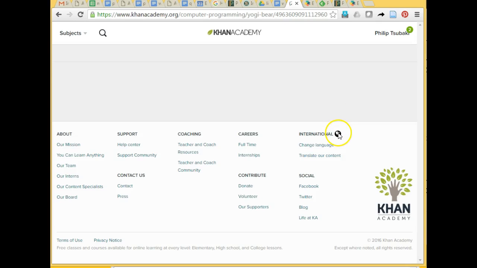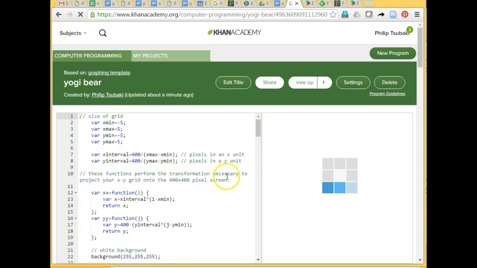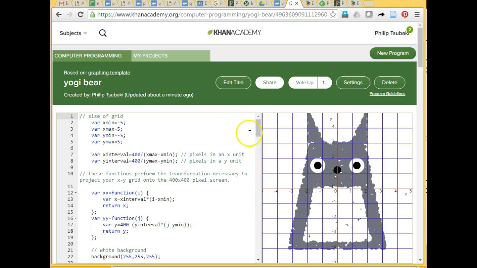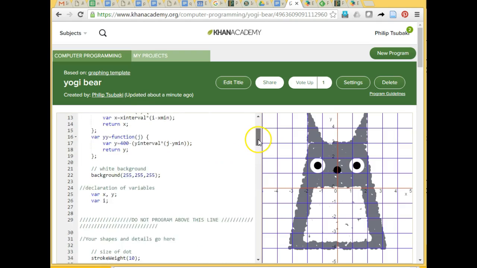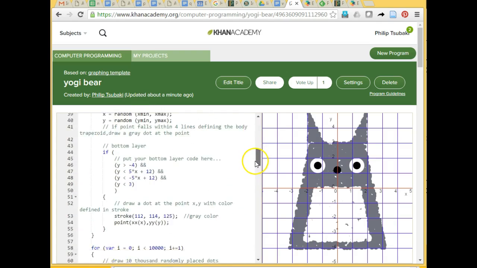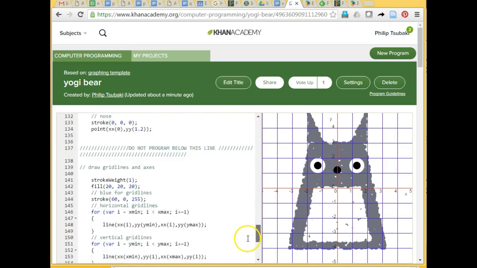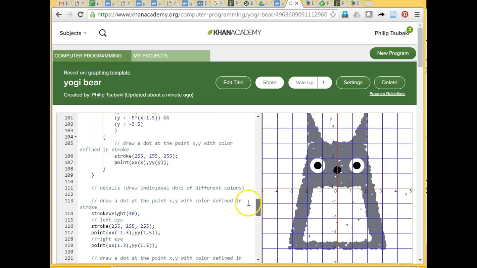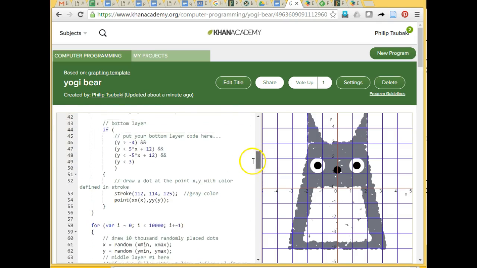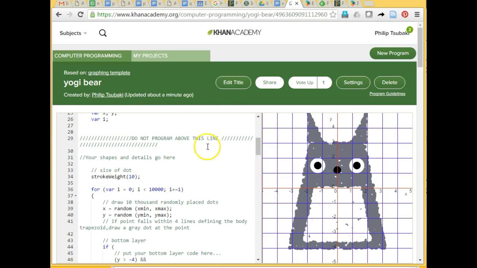So what you're going to do is you're going to go in here. I'm going to wait for it to save here. There it is. Sometimes it's a little bit slow. And then you see there's a lot of programming here that you're not going to understand, but that's fine. What you're going to do is you're going to go to the part where it says do not program below this line, above this line. That's where you're going to start. It says your shapes and details go here, okay?